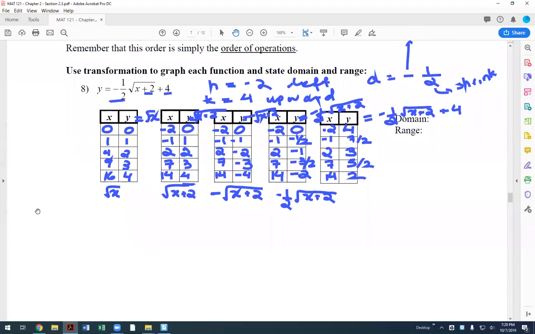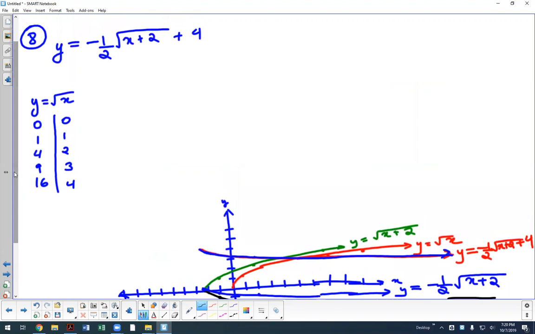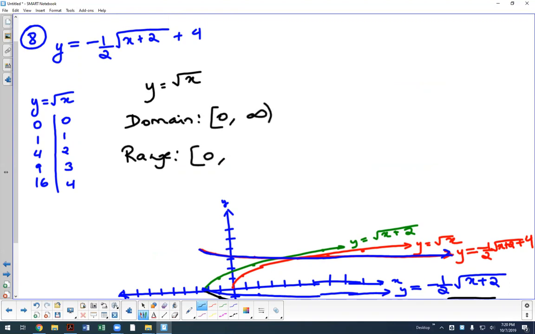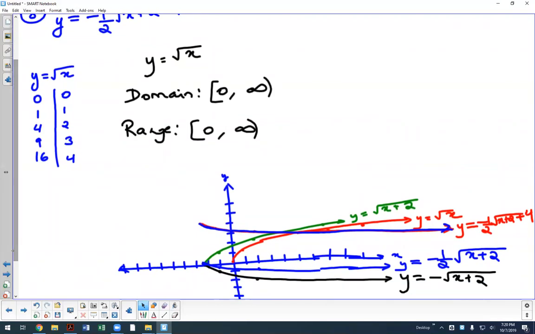Okay, let's actually go back to this here. Our original function will have a domain and range, as we've seen in the past examples, of going from 0 to infinity and 0 to infinity, right, for our domain and range. I'm not going to do it for the different transformation phases, but what is your domain and range for this final graph that we did?